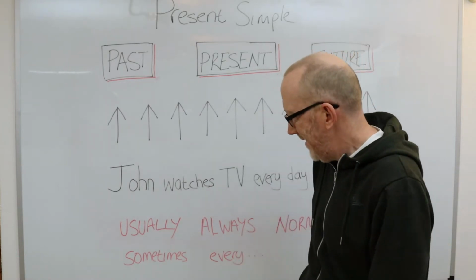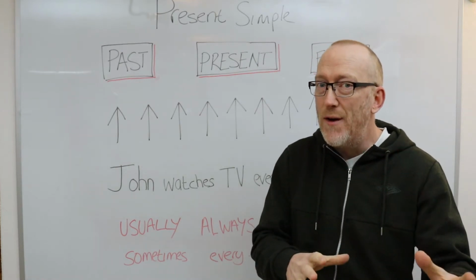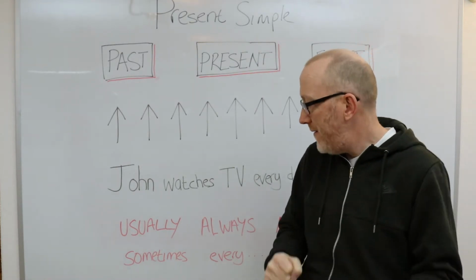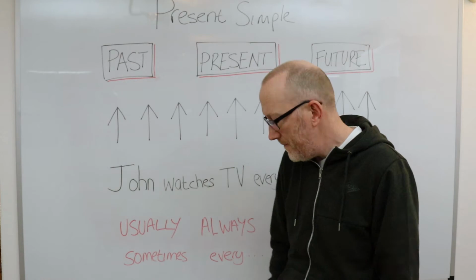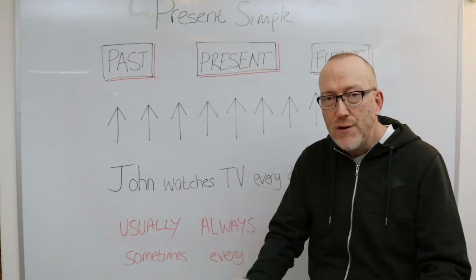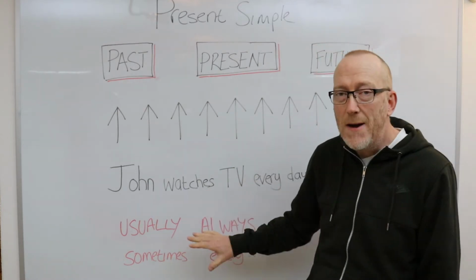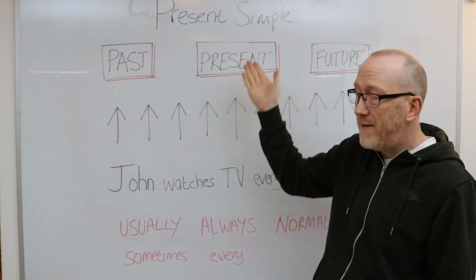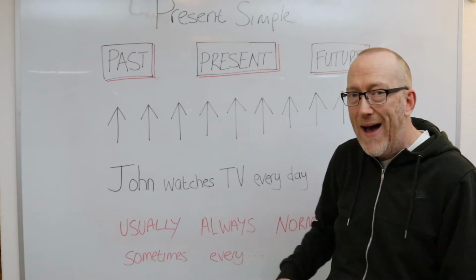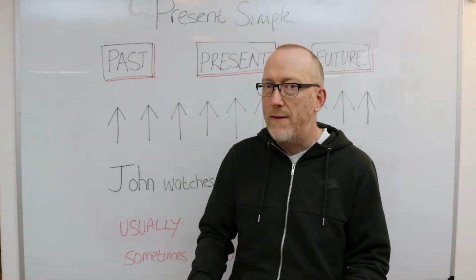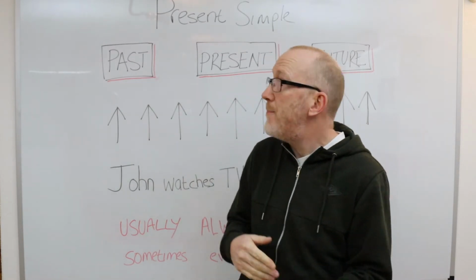There are lots of adverbs of frequency, time markers, that you are usually going to find used with the present simple. Usually, always, normally, sometimes, every day, every Tuesday, every week, every month, every year. These are time markers that you're going to see used with the present simple all the time to help describe these regular actions, actions that are happening on a regular basis. So that's the first reason why we're using the present simple.